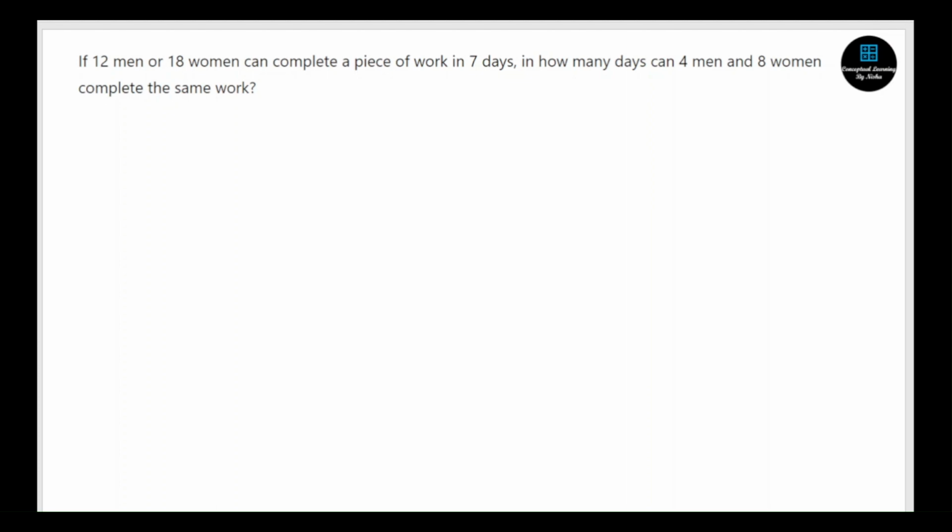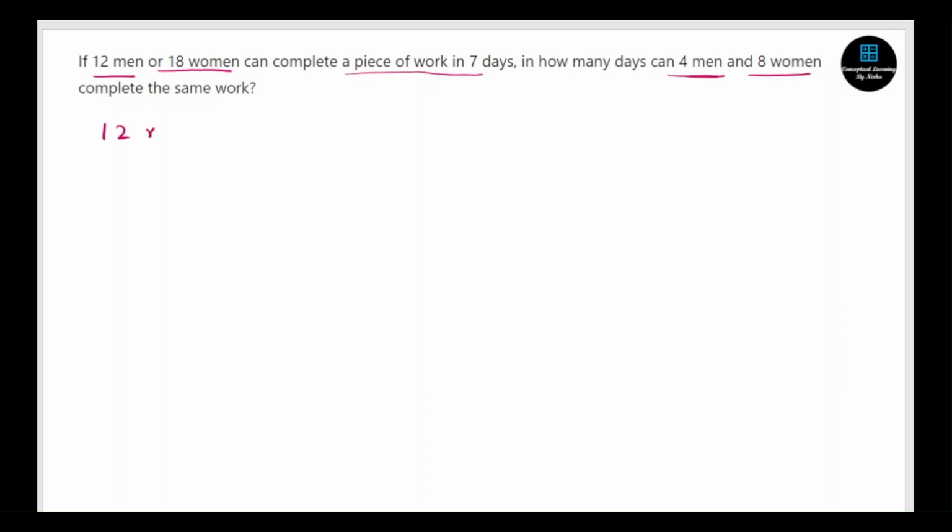Now this is a very interesting question. Okay, let's understand this first. See what they are saying. 12 men or 18 women can complete a piece of work in 7 days. In how many days can 4 men and 8 women complete the same work? Alright, now see, there is one special method to solve this type of question. Here I can convert this 4 men and 8 women into either the number of men or the number of women. Okay.